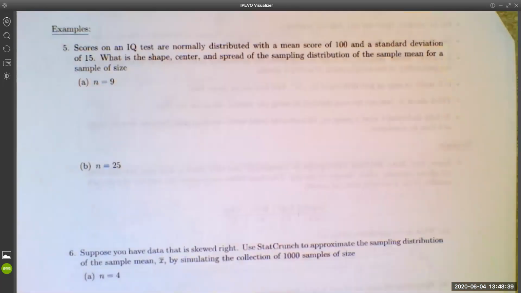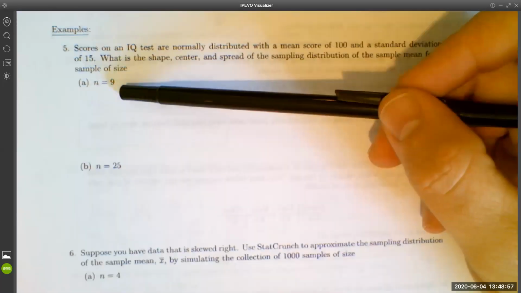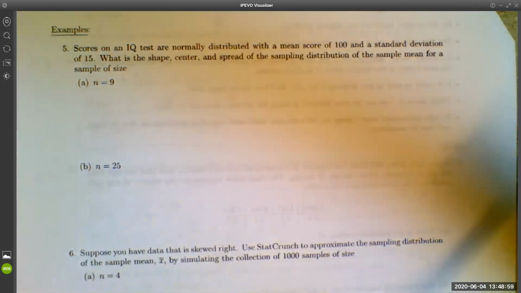Okay, I'm not going to walk you through that because I do want to go to StatCrunch and run some simulations, which will give us some even better examples because they're going to give us some visuals to look at as well, so that we can also talk about the shape of the distribution. This one says scores on an IQ test are normally distributed with a mean score of 100 and a standard deviation of 15. What is the shape, center, and spread of the sampling distribution of the sample mean for a sample of size 9 and then for a sample of size 25?